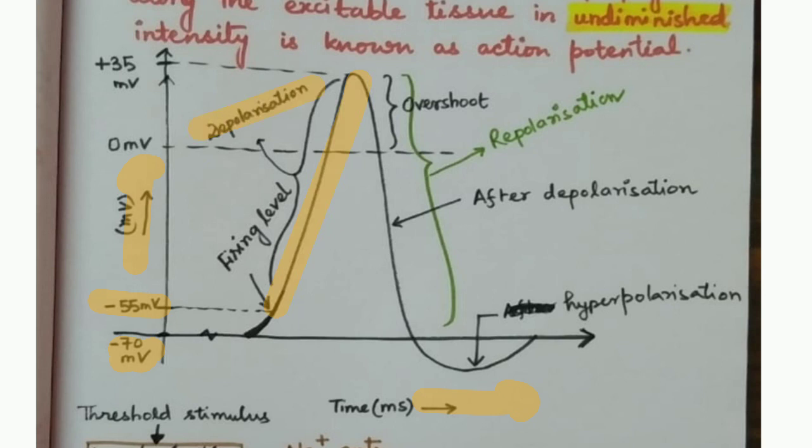This is called the phase of depolarization. After reaching plus 35 millivolt, there is again lowering of the membrane potential. This phase is called the repolarization. And after that, it is turning more and more negative. There is more lowering of the membrane potential, which is called the hyperpolarization. Now, what is causing this depolarization, repolarization and hyperpolarization?